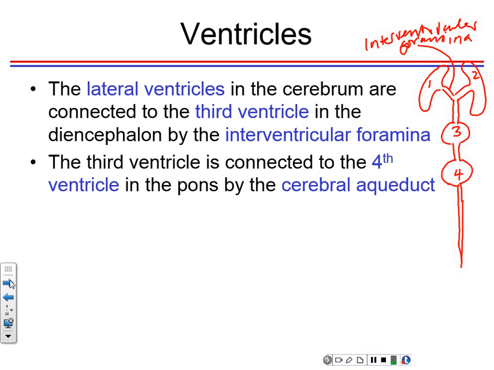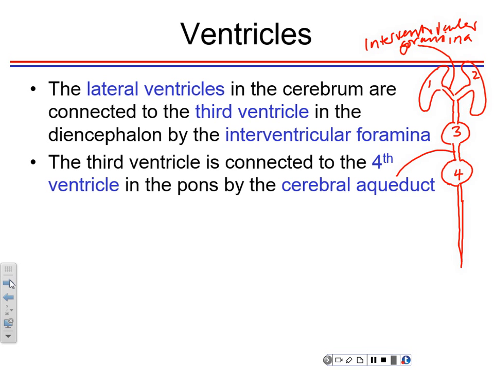Another thing that they do in the exam is ask you the flow of cerebrospinal fluid through the brain. That's what it will do, and then it will end up in the subarachnoid space, and then go back to the blood through the dural venous sinus. So the third ventricle is connected to the fourth ventricle by the cerebral aqueduct.